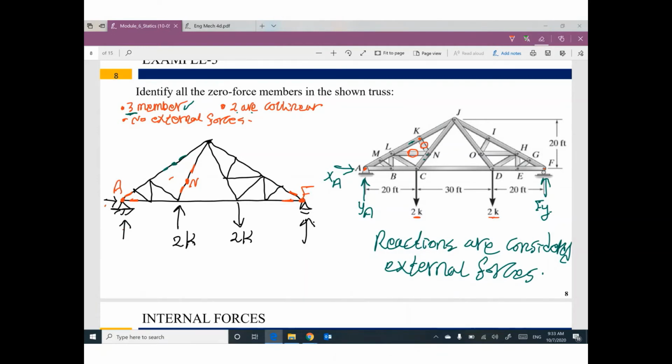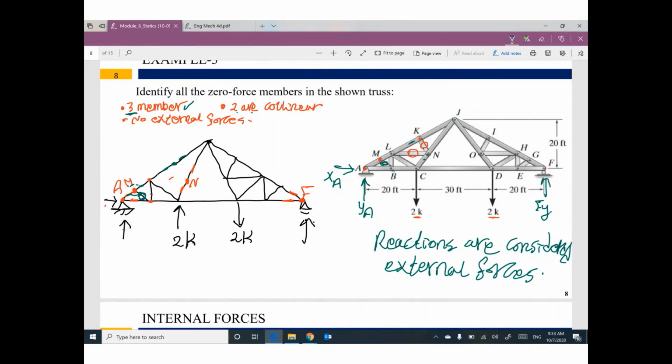What about this joint? How many members? 1, 2, 3, 4. Forget it. What about this joint? 1, 2, 3, 4. Forget it. What about this joint M? I think joint M has 3 members. 2 of them are collinear. No external forces at this location. The third member will be 0. So this member, which is called MB, is 0.